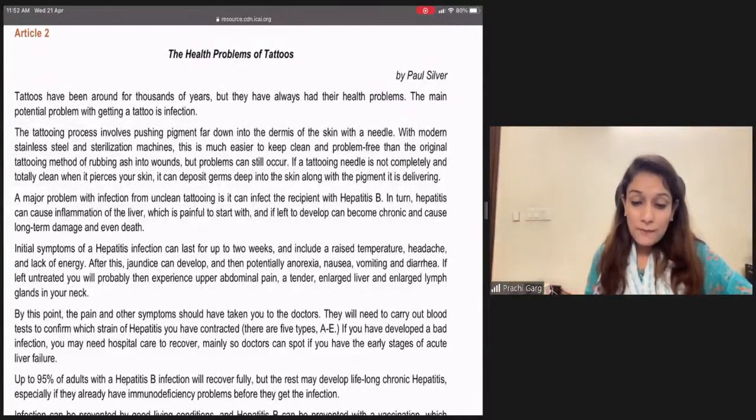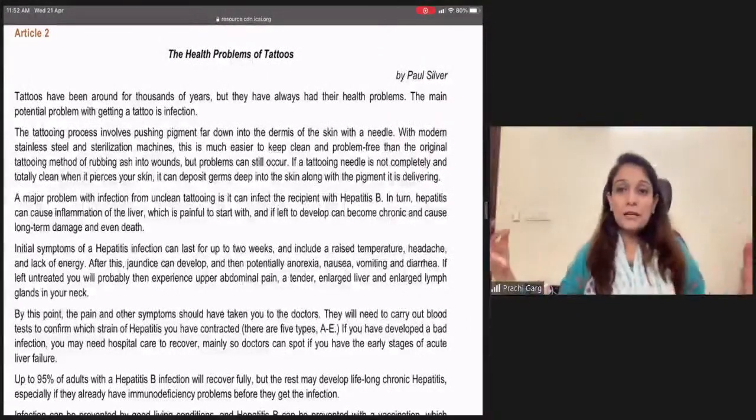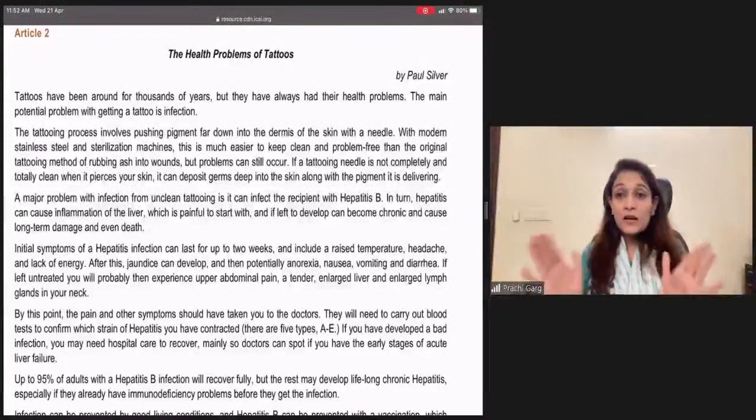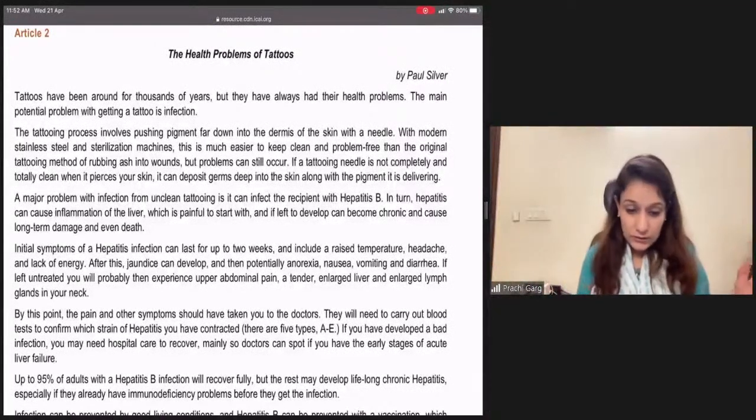Then you talk about the statistics. Up to 95% of adults. So basically you're backing up your information, that I am not making this up. It's not that one or two people around me got hepatitis B and I'm writing an article. No, I have the information. About 95% of adults get hepatitis B, right? So now I've made my article authenticated, right?